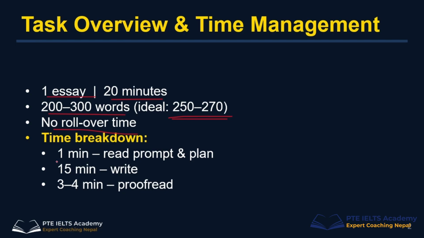Here is exactly how you should manage your 20 minutes. 1 minute, read the prompt carefully and plan your essay. 15 minutes, write your essay. 3 to 4 minutes, proofread and correct errors. Many students make the mistake of writing until the last second and never proofreading. Please do not do that. Even fixing 2 or 3 grammar mistakes in those final minutes can improve your score.